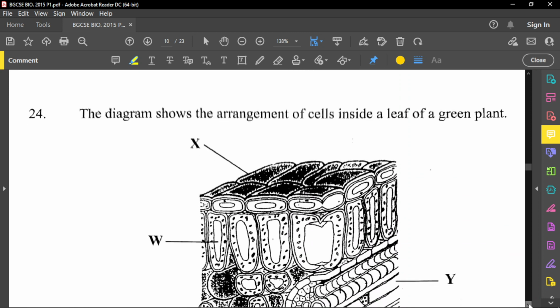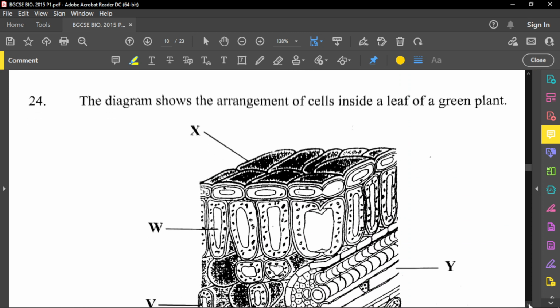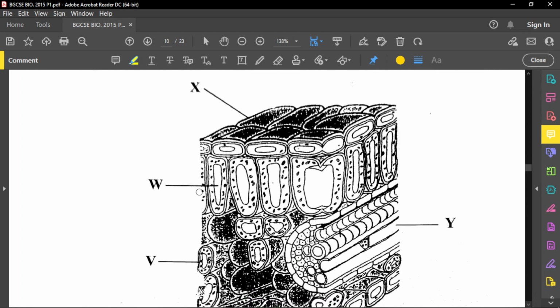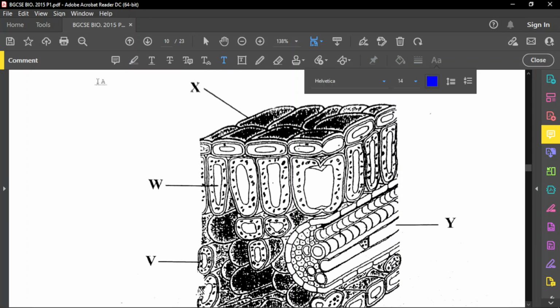All right, for question number 24, it says the diagram shows the arrangement of the cells inside a leaf of a green plant. Let's quickly go through this so at least we know these structures. Here we have our waxy cuticle. So this is waxy cuticle X on the top, and that helps to protect the leaf from sunlight. In fact, it helps to reflect sunlight because the waxy cuticle will have a little sheen to it. W will be called the palisade mesophyll cell. So it's palisade mesophyll cell.